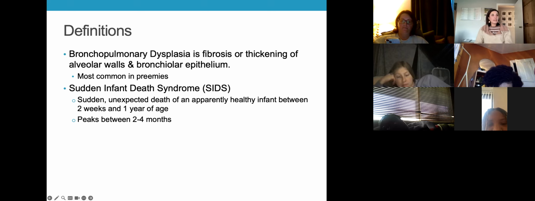Lastly, sudden infant death syndrome, or SIDS, is going to be a sudden, unexpected death of an apparently healthy infant between 2 weeks and 1 year of age. And it peaks between 2 to 4 months when they're first starting to roll over. So you can see that they can roll over, not necessarily be able to lift their head completely to clear their airway. And that is when you're at most risk for developing SIDS.